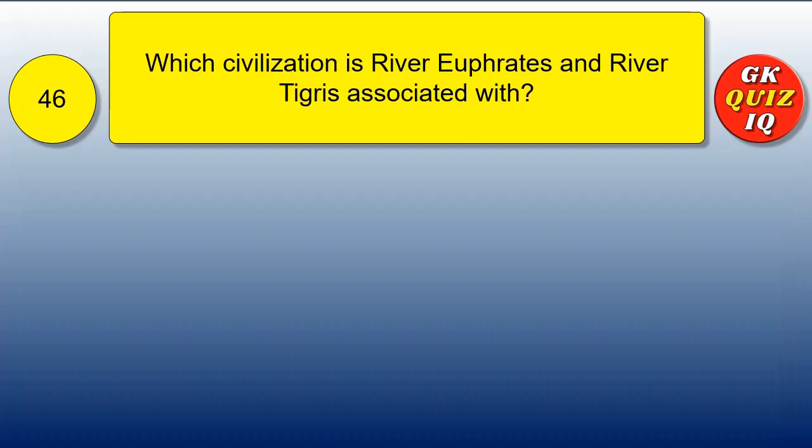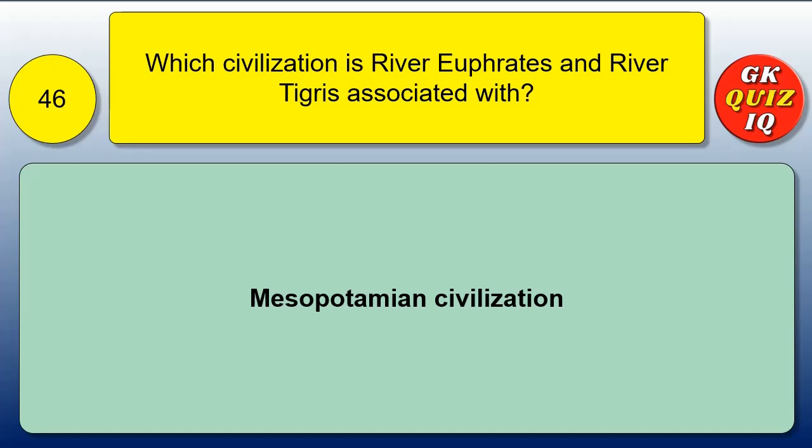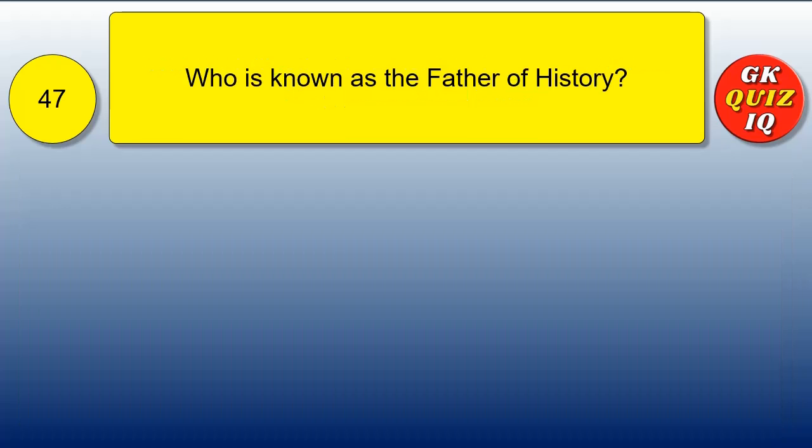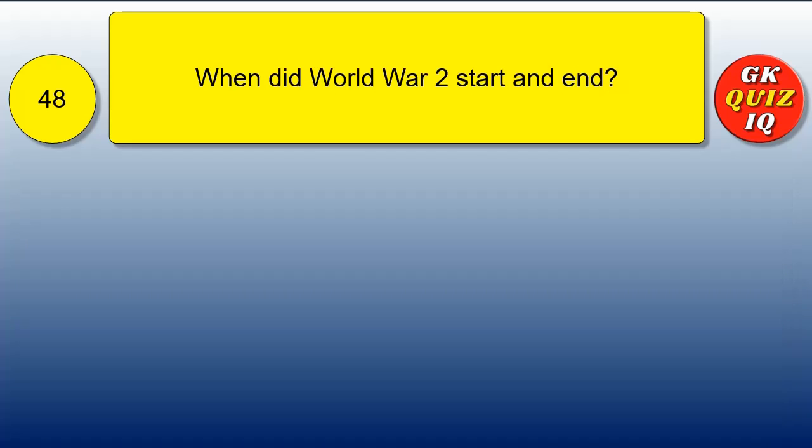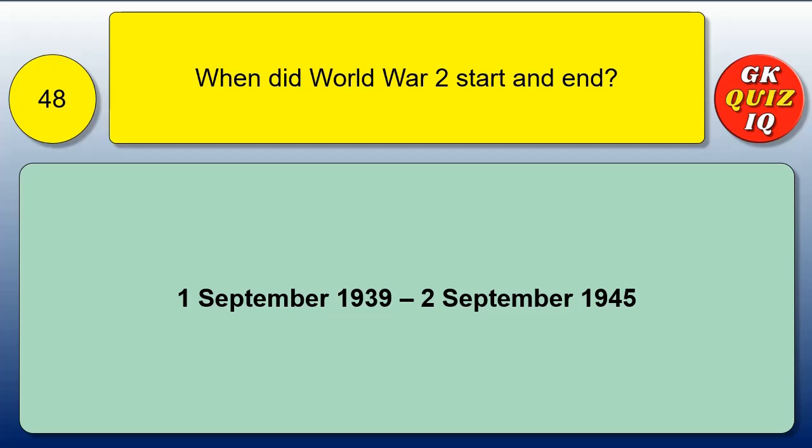Which civilization is river Euphrates and river Tigris associated with? Mesopotamian civilization. Who is known as the father of history? Herodotus. When did World War II start and end? 1st September 1939 to 2nd September 1945.